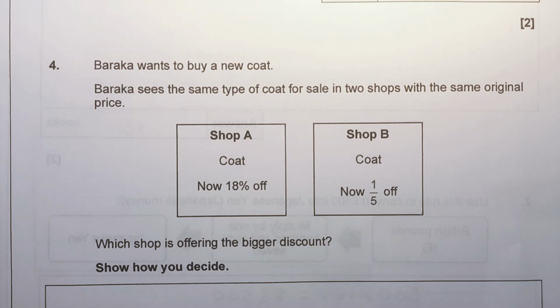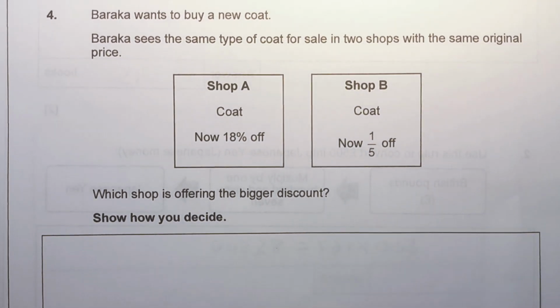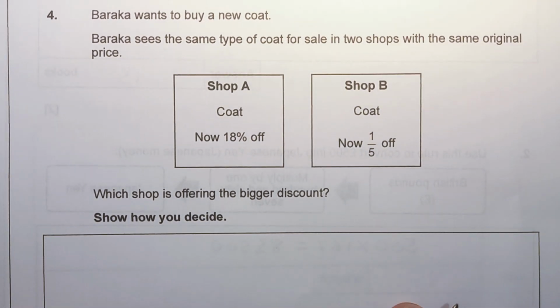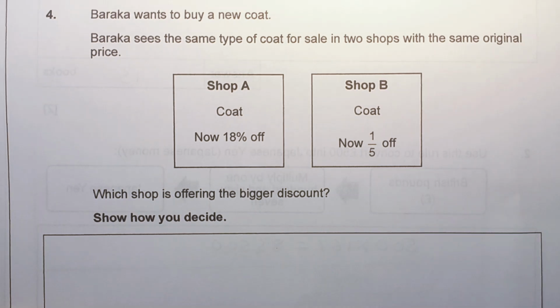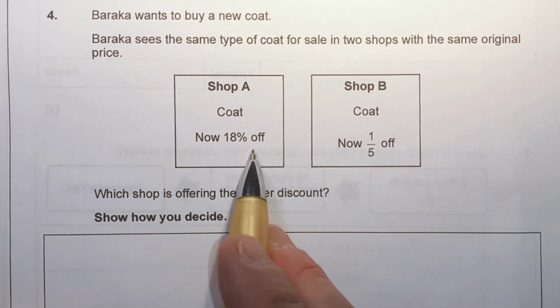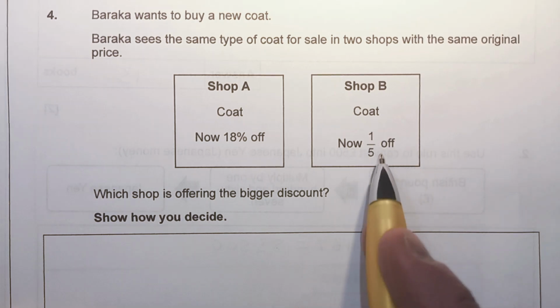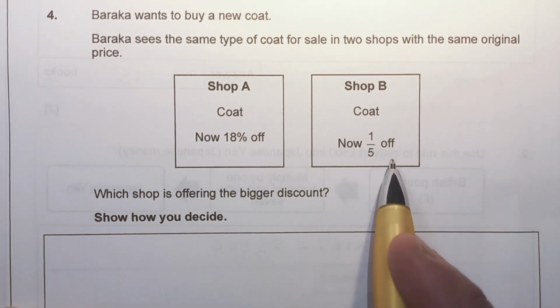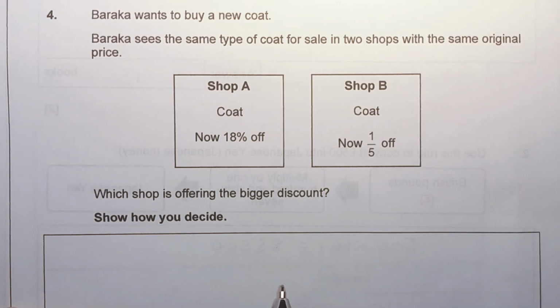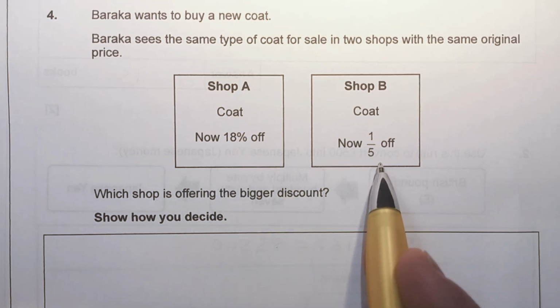Question 4. Let's move it up a little bit. Baraka wants to buy a new coat. Baraka sees the same type of coat for sale in 2 shops with the same original price. Shop A, the coat has now got 18% off. Shop B, the coat is now 1/5 off. Which shop is offering the bigger discount? Well, we want to know what's bigger, 18% or 1/5.